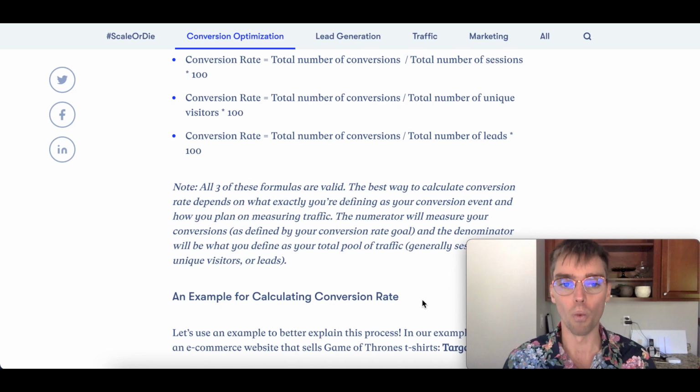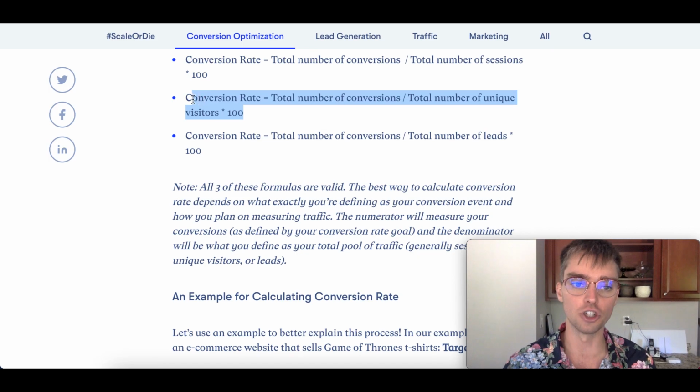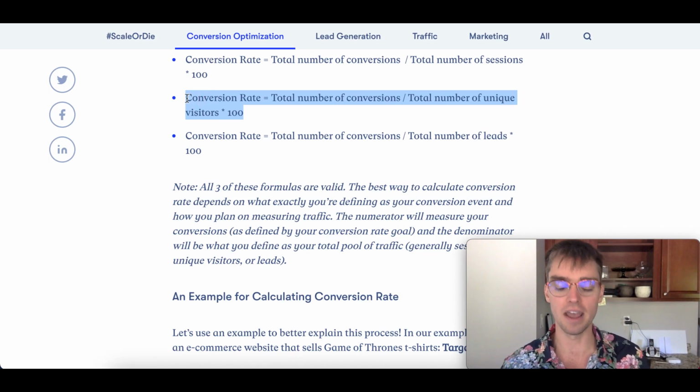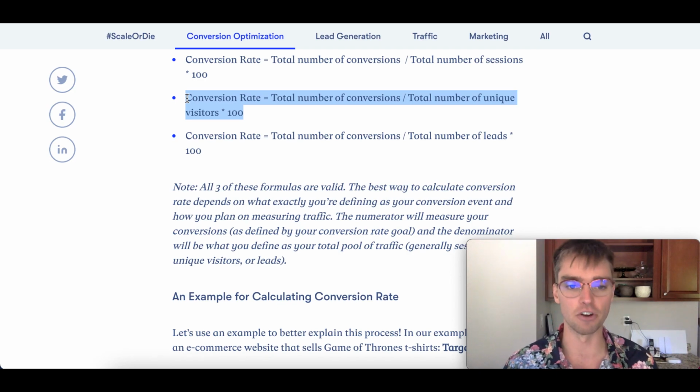So first, what is conversion rate, right? What does that even mean? So traditionally, in most marketing terminology, your conversion rate is the total number of conversions divided by the total number of visitors, okay? Then multiplied by 100, because conversion rate is expressed in a percentage. For example, your conversion rate could be 20%, 30%, 50%, 1%, right? That's how conversion rate is calculated usually.